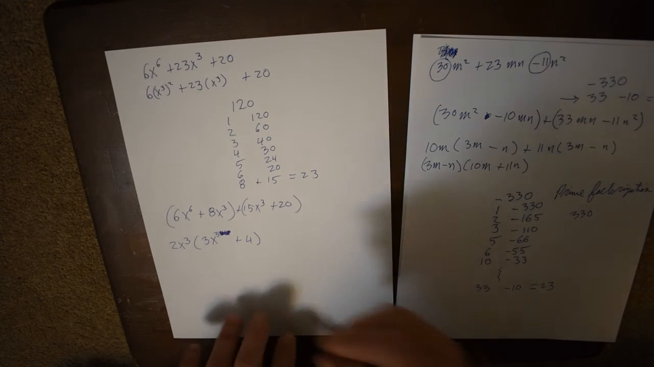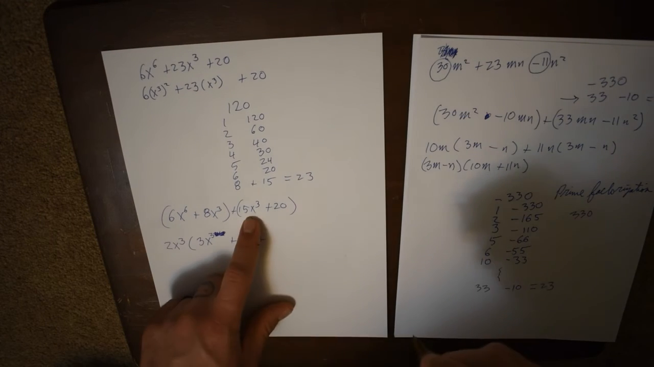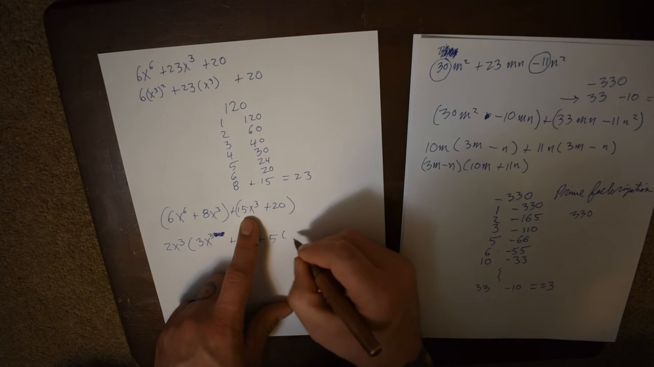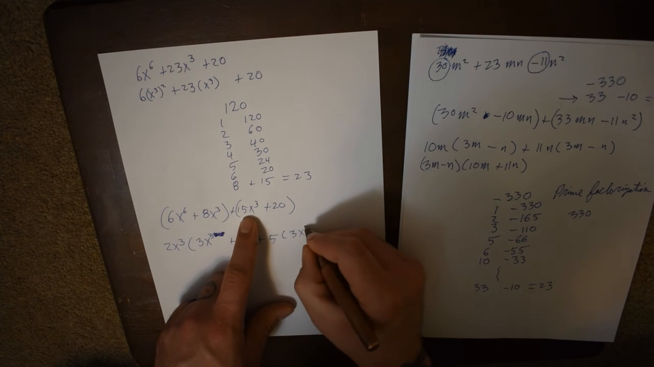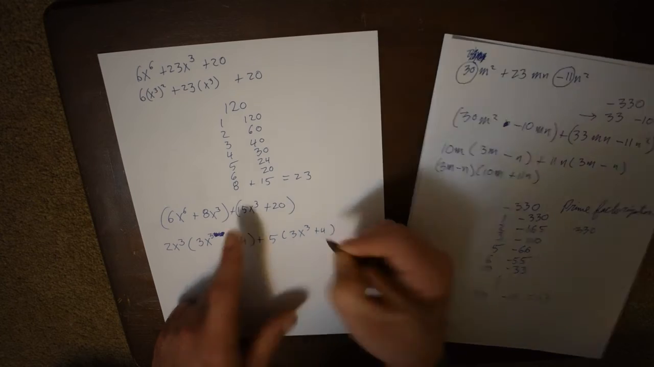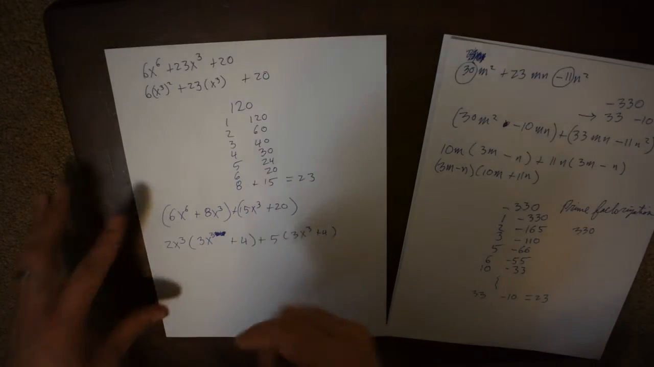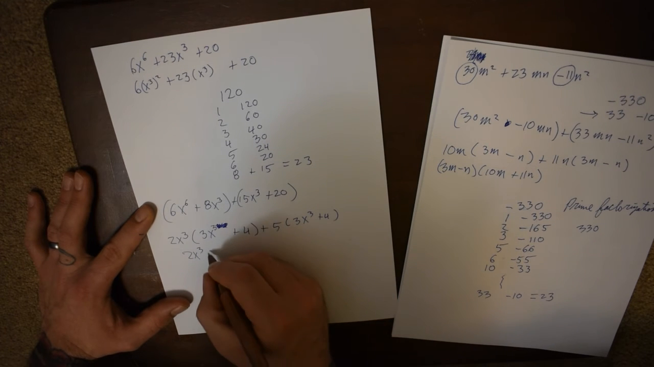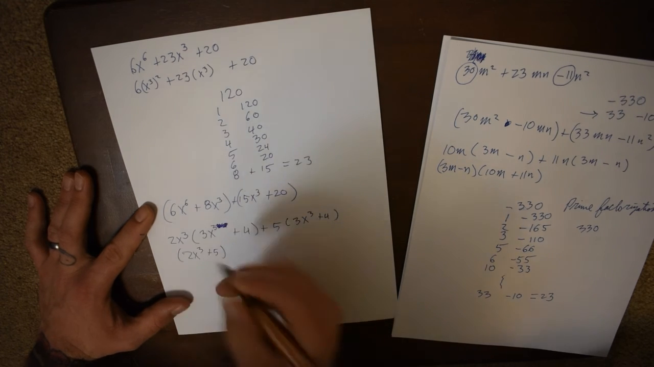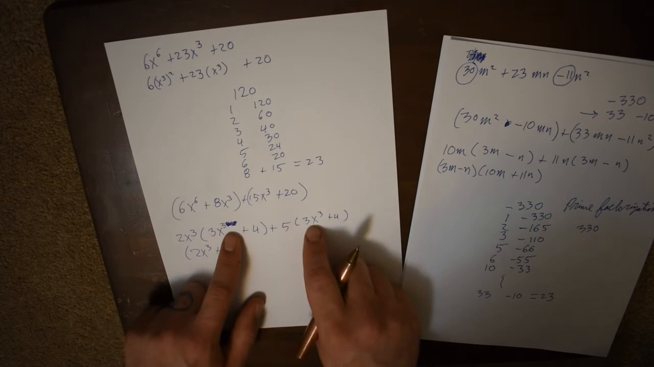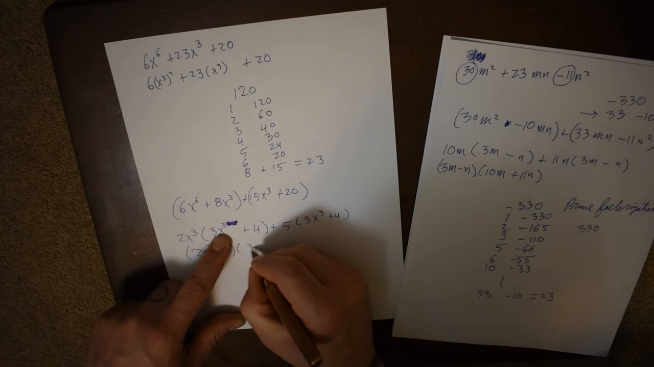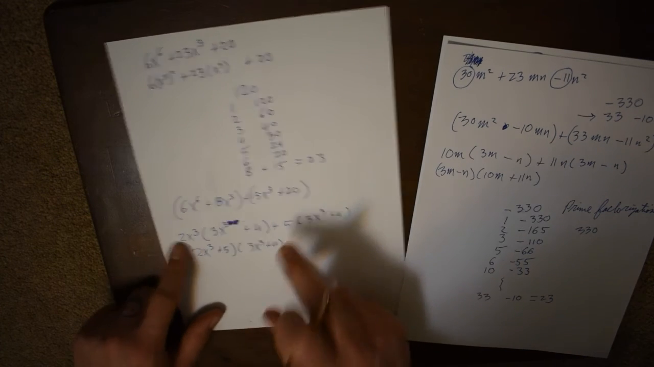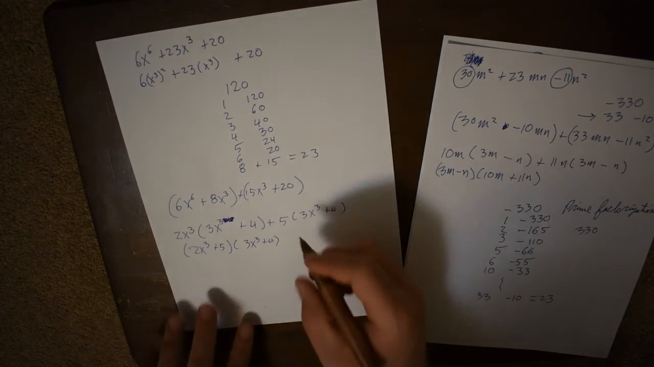3x cubed plus 4 plus, and we ask ourselves what's common over here. Well, I can pull out a 5. 5 times 3x cubed plus 4. What's common? Well, I guess I normally call that what's left over. So what's common? 3x cubed plus 4. And what's left over? 2x cubed plus 5.